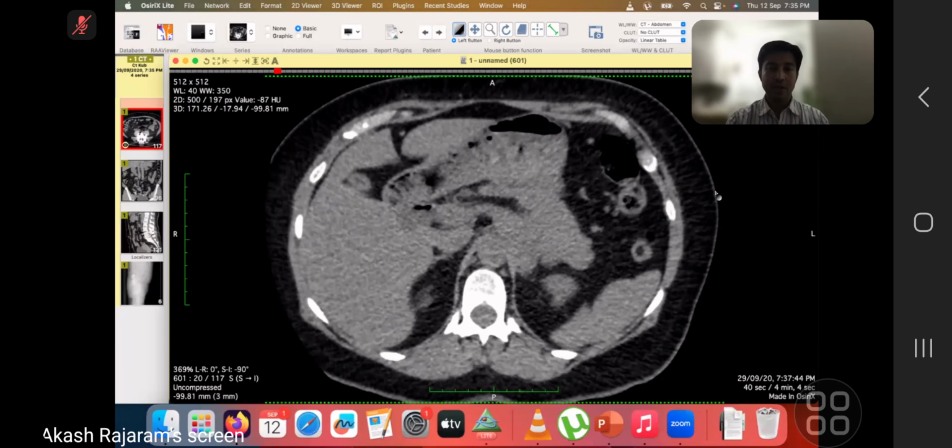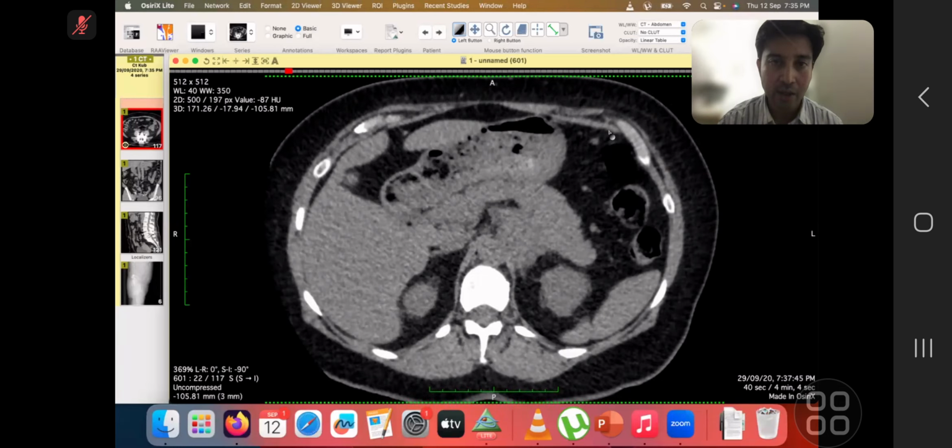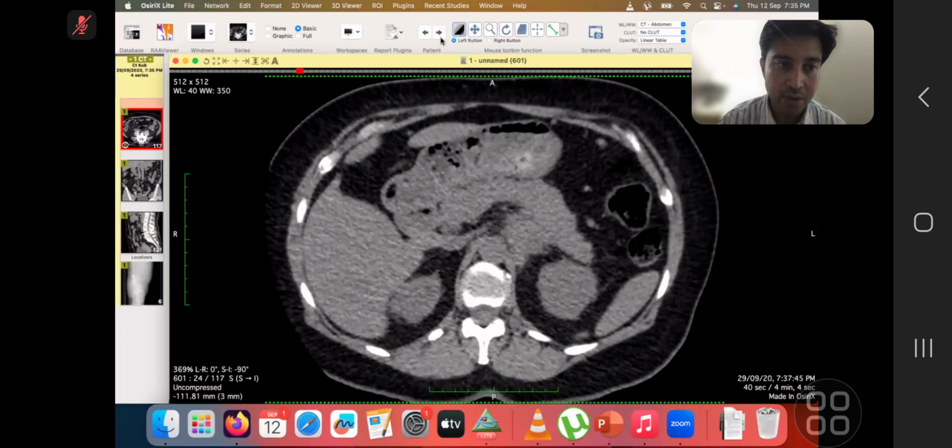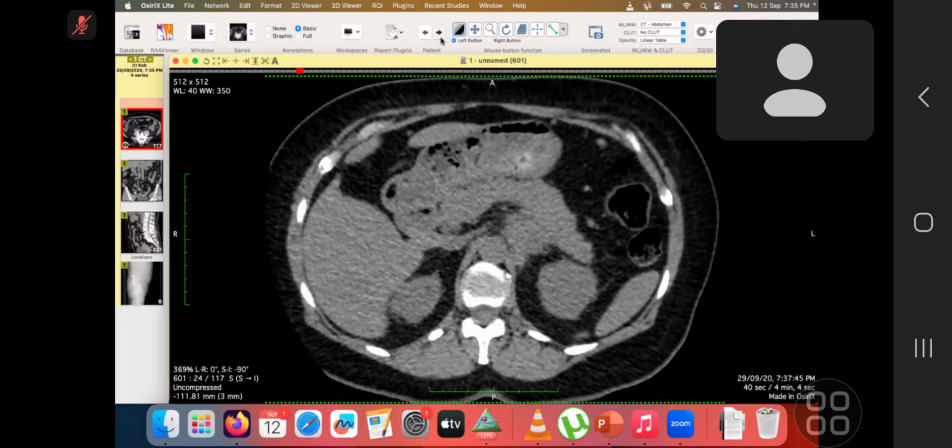There is no trauma, just left loin pain. Let me just show you the post contrast. Yeah.